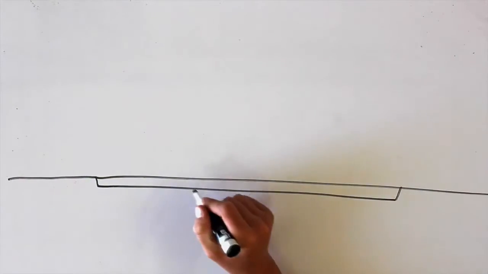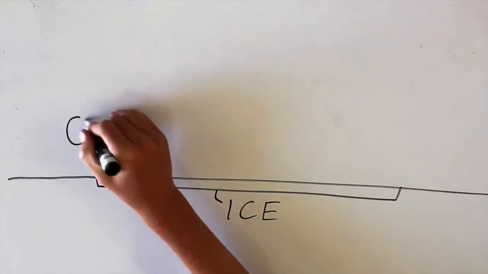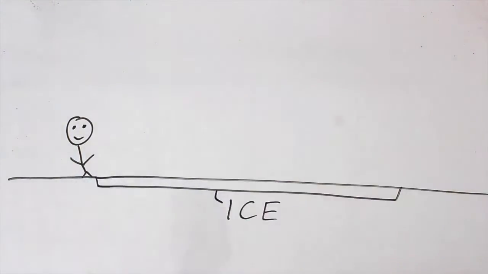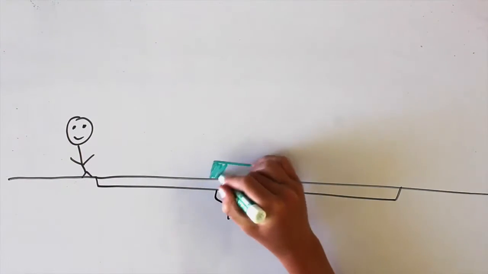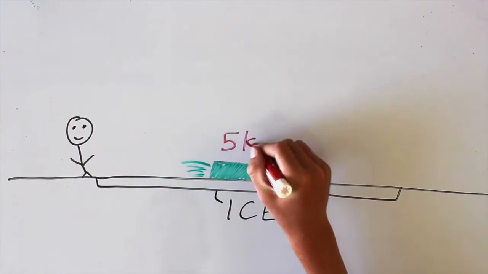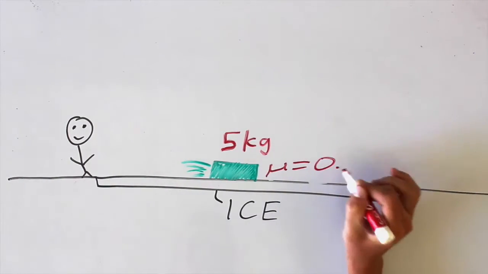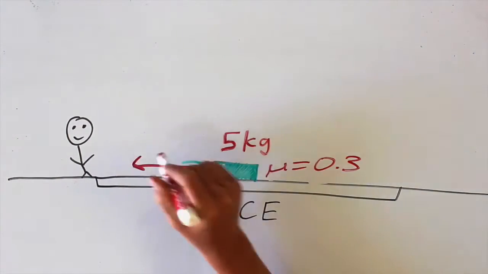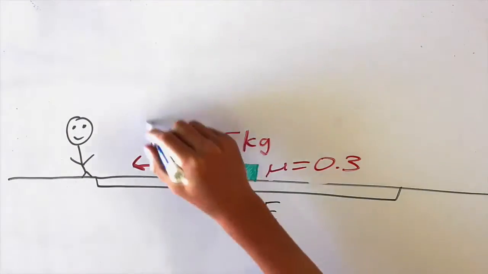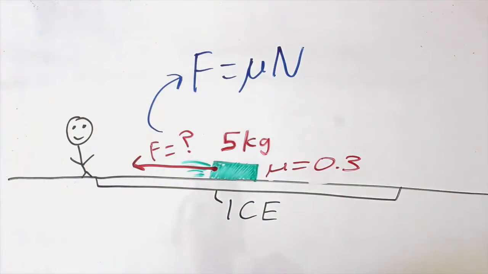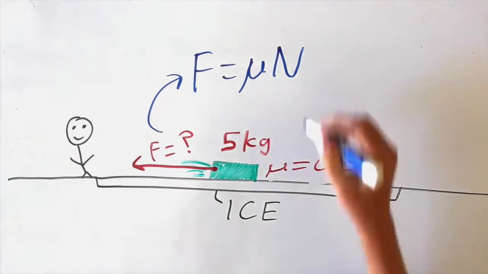Now let's try a practice problem using that equation. If I push a block that weighs 5 kilograms along a flat patch of ice and the surface has a coefficient of friction of 0.3, what is the force of friction pushing against that object? To find that force of friction, all you have to do is multiply the coefficient, 0.3, by the normal force.